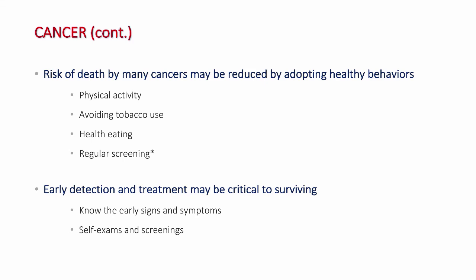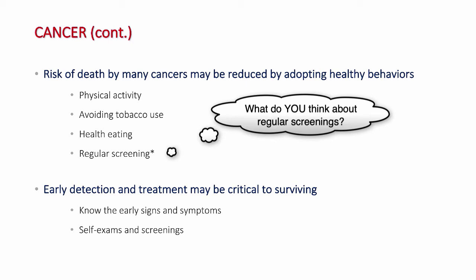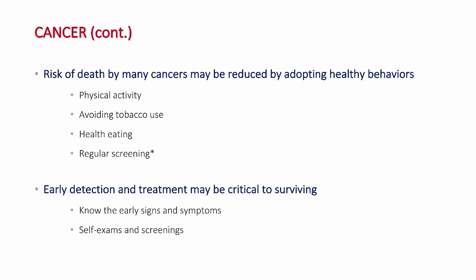The risk of death by many cancers may be reduced by adopting healthy behaviors. Physical activity, don't smoke, just don't. Eating as healthy as possible. Regular screenings may help reduce death. What I mentioned earlier, though, is that there are controversies concerning certain types of screenings. We'll talk about this in our discussion in class.